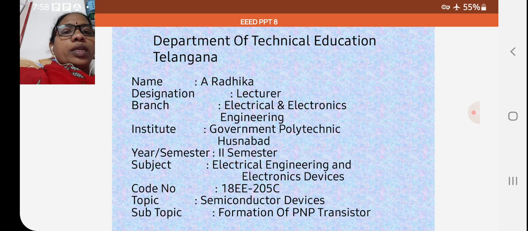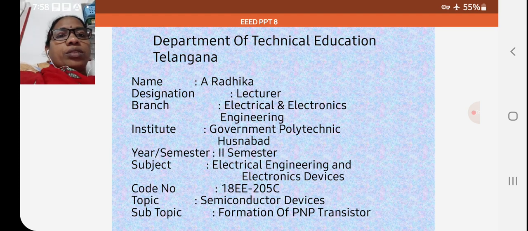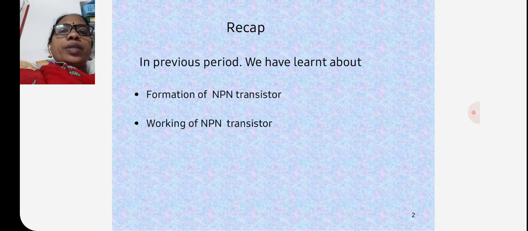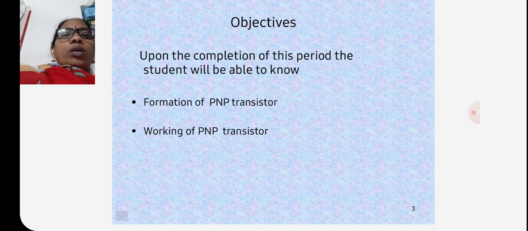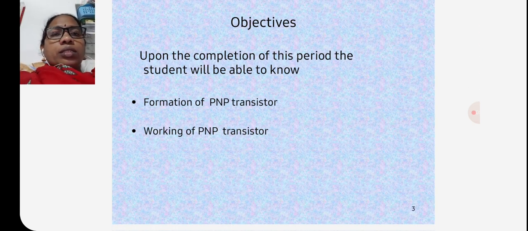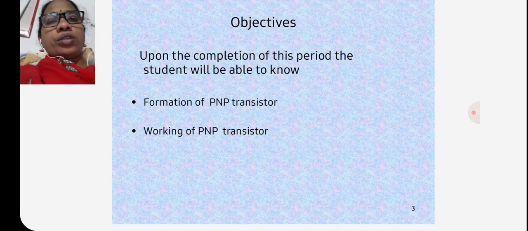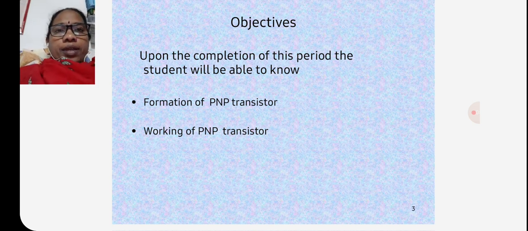In the semiconductor devices chapter, today we are going to discuss the formation of the NPN transistor. In the last class we discussed the NPN transistor and its working. Today in this class we are going to discuss the formation of the PNP transistor and the working of the PNP transistor.